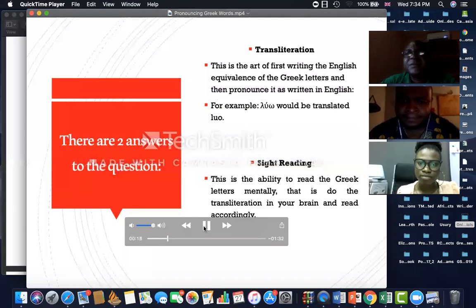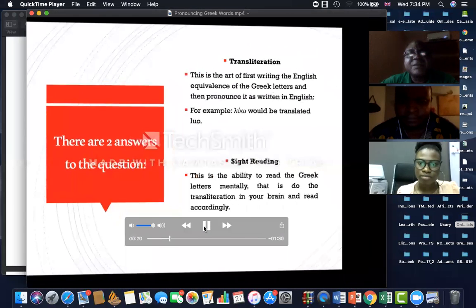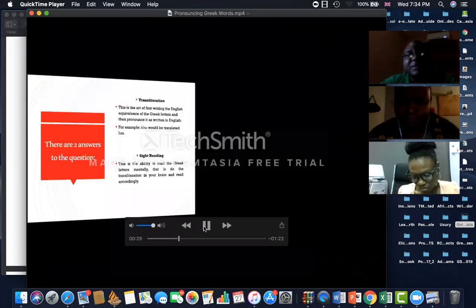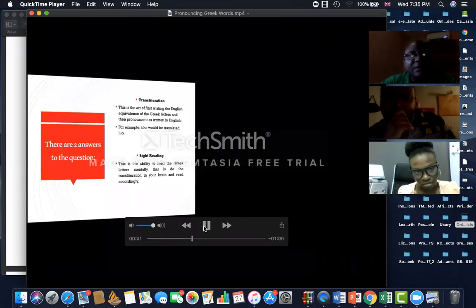There are 2 answers to the question. The first one is transliteration. This is the art of first writing the English equivalent of these letters and then pronouncing it as it is written in the English. For example, Luo will be transliterated as L-U-O, and you can then pronounce it accordingly.